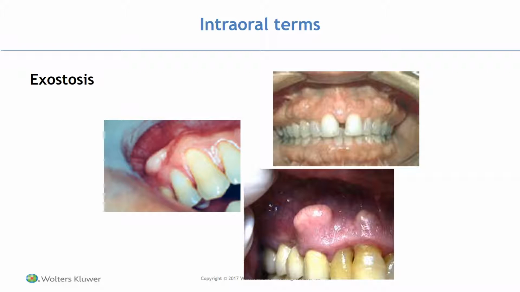Here's our exostosis. You can see it in this first picture above that premolar. The upper picture on the right-hand side, you can see it above a lot of the posterior teeth, just those bony projections. And then that lower picture, that lighter pink area, is protruding.